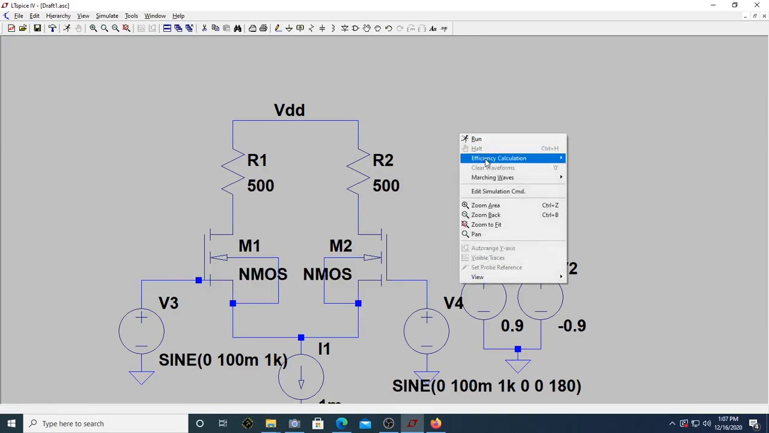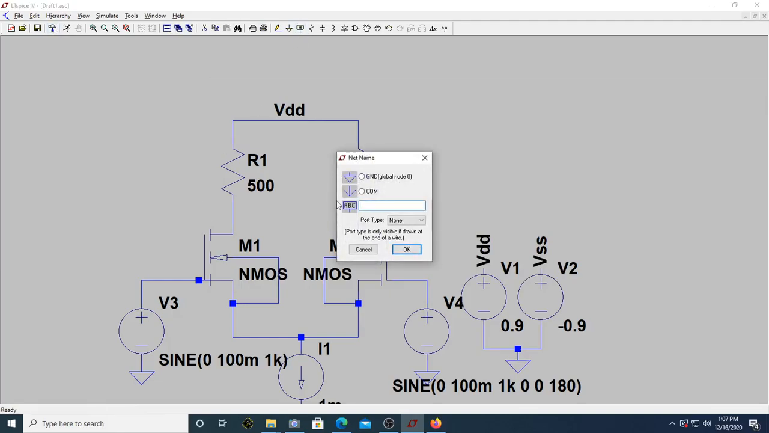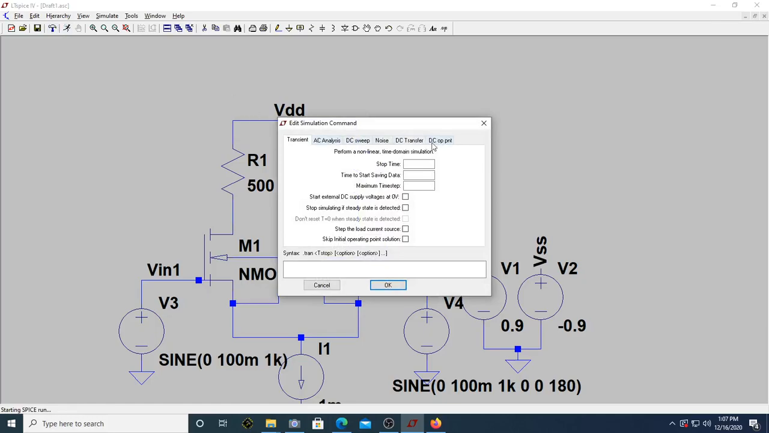So let us do dot OP and try to find out what is the current that is going, what is VGS and all those stuff. Let me just name one terminal as Vin1. Okay, this is Vin1, and of course let us try to find out what is the voltage VGS here. Let me run this. Okay, let me do dot OP.